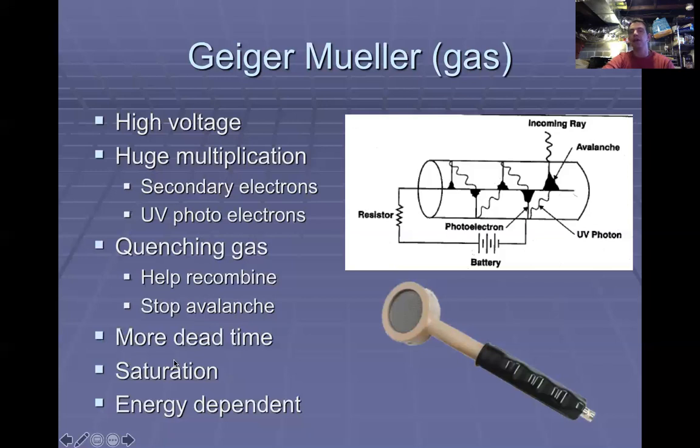Some meters have electronics to try to mitigate this effect, but honestly, if you're using a GM in a situation like that, you should try to get your hands on a better meter. Also, these meters are very energy dependent. If you're trying to do dose rate, as I said, these are contamination meters. These register clicks or counts.